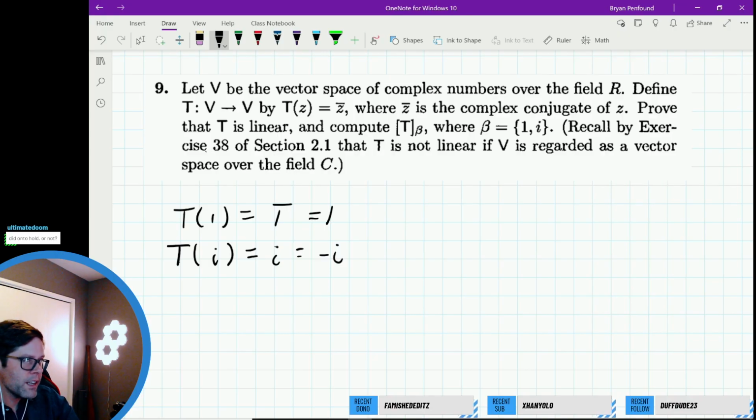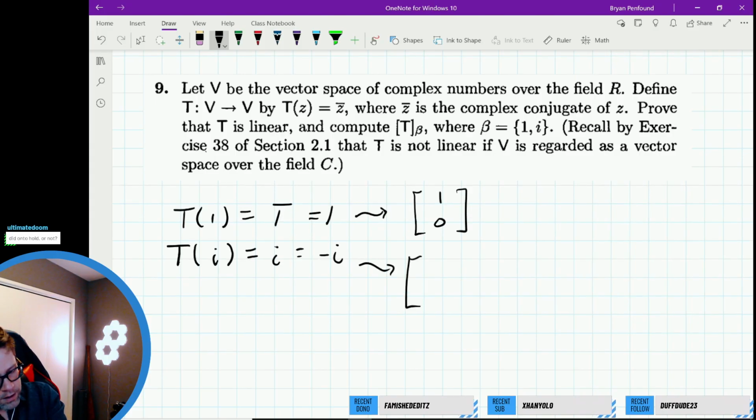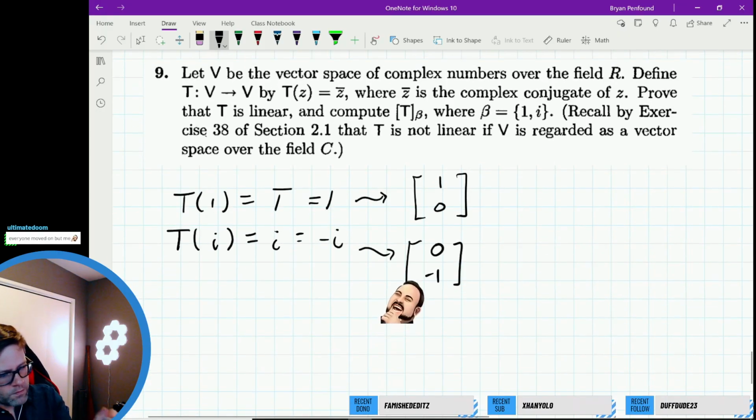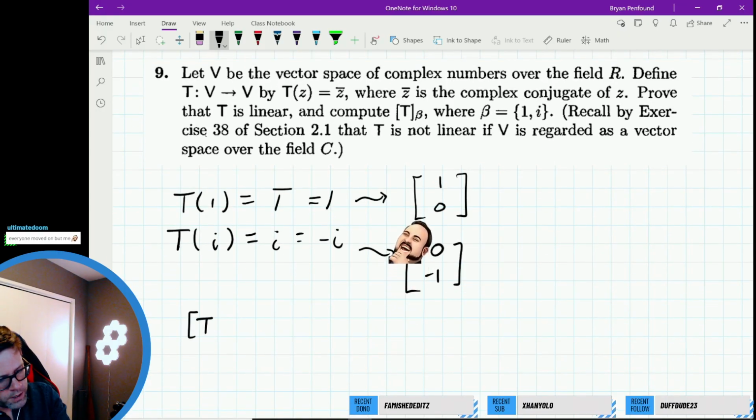Now, if I'm looking at T with respect to beta, that's just going to be the columns that we get here, right? So I need to convert this into a coordinate with respect to the basis beta that we're working with. So 1 is just 1 copy of 1 and 0 copies of i. And this one is going to be, what, 0 copies of 1 and minus 1 copies of i? So isn't this the one we're looking for? So T with respect to basis beta should be these as columns.